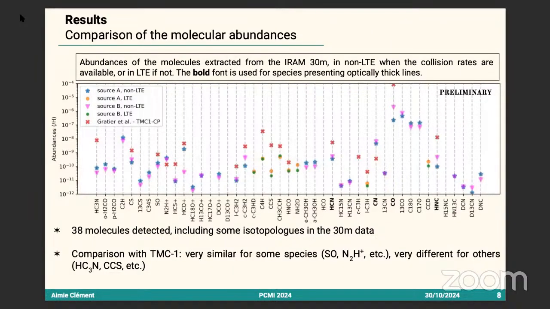So here is a preliminary plot about the abundances that we extracted from the 30-meter data. We detected 38 molecules, including some isotopologues. We did just a quick comparison with TMC-1, the Taurus Molecular Cloud. We see that for some species, the abundances are very similar, but they are very different for others, like this one, for instance. But now what do we do with that?